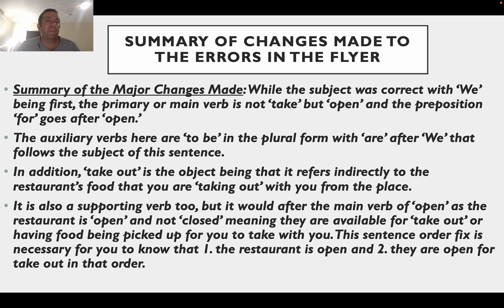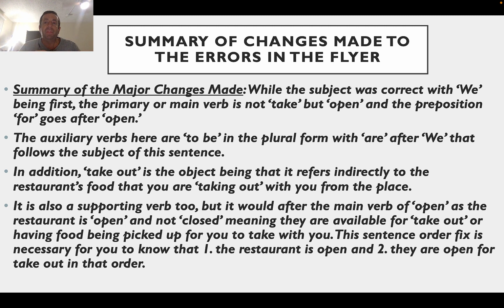So this sentence order fix, to summarize, is necessary for you to know that one, the restaurant is open, and two, they are open for takeout, in that order. So that's why we made the changes we did, so that the customer like you, even if you're learning English, will know that you can go into the restaurant to place an order for takeout. And when I say takeout, it's kind of an object taking out, or the food that can be taken out from the restaurant as part of your order.